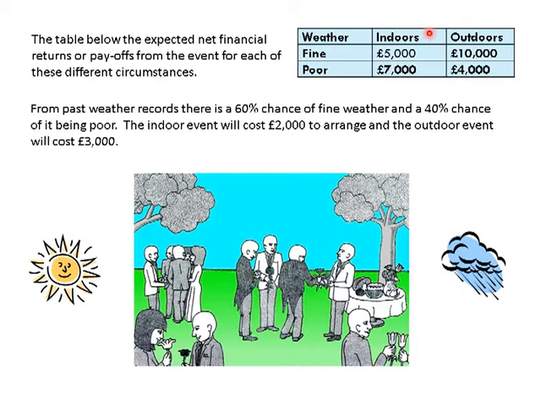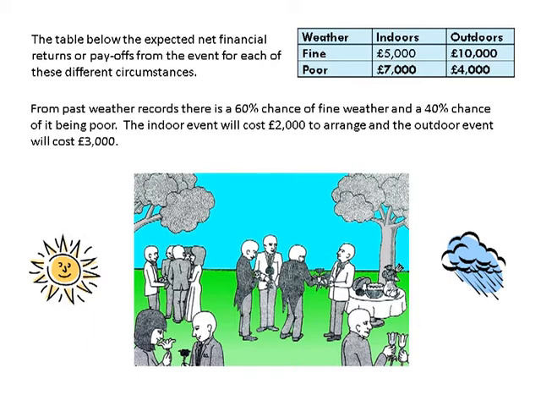So if he holds the event indoors and the weather is fine, then the return that the event will generate is £5,000. But if he holds the event indoors and the weather is poor, he will make more, £7,000. More people might want to attend because it's a rainy day and they want to go to an indoor event. If he holds the event outdoors and the weather is fine, however, he will make more, as I'm sure you'd expect. And if the weather is poor and he holds the event outdoors, he will only make a return of £4,000. So how is he going to decide what to do?